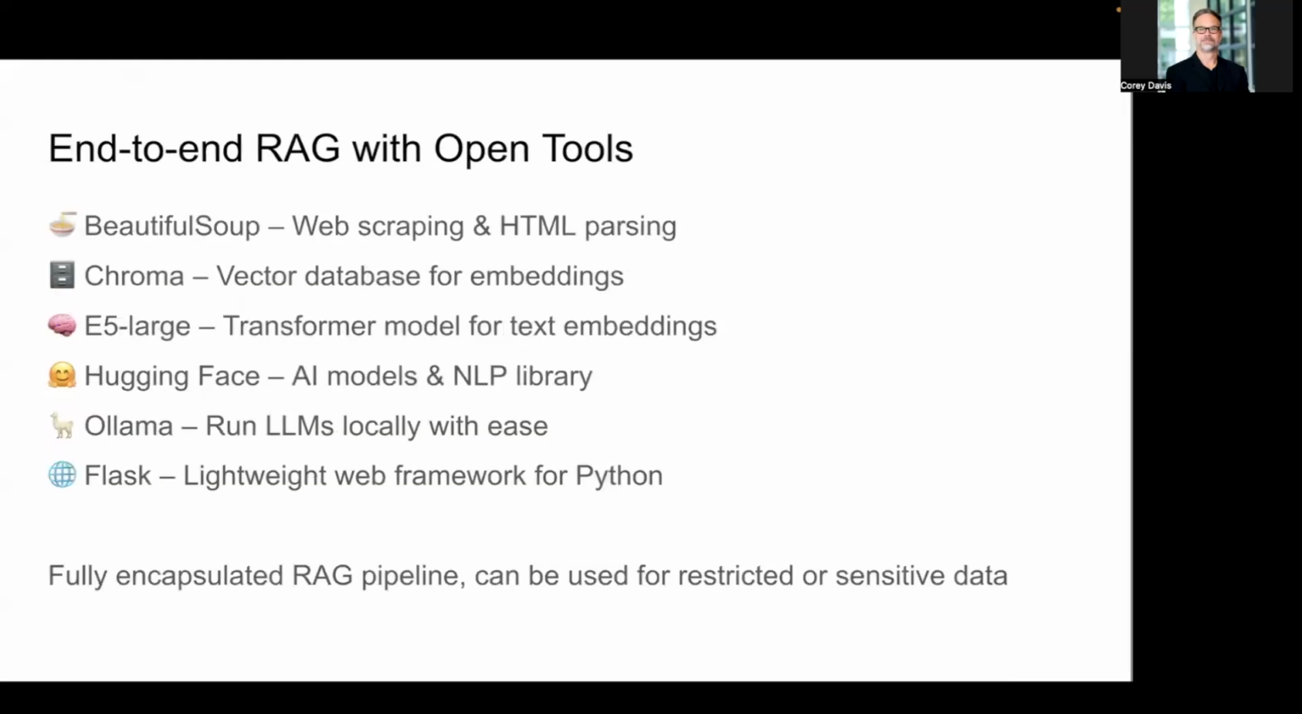The really critical thing here, I think, to remember is that there is the ability to do this within a research library setting using open tools from the beginning to the end. All of these tools here can be used to build a RAG pipeline, fully encapsulated, so running on local machinery.